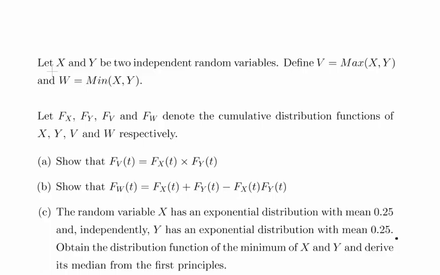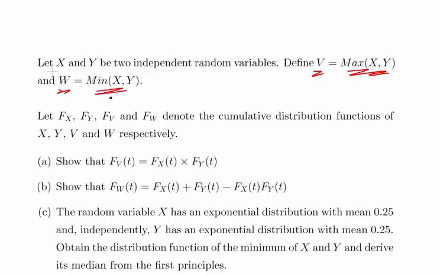Okay, in this presentation we are going to look at independent random variables and cumulative distributions and so on. So this is more abstract and theoretical rather than the applied ones I usually do. So let x and y be two independent random variables and define v as the pairwise maximum of x and y and w as the pairwise minimum of x and y.